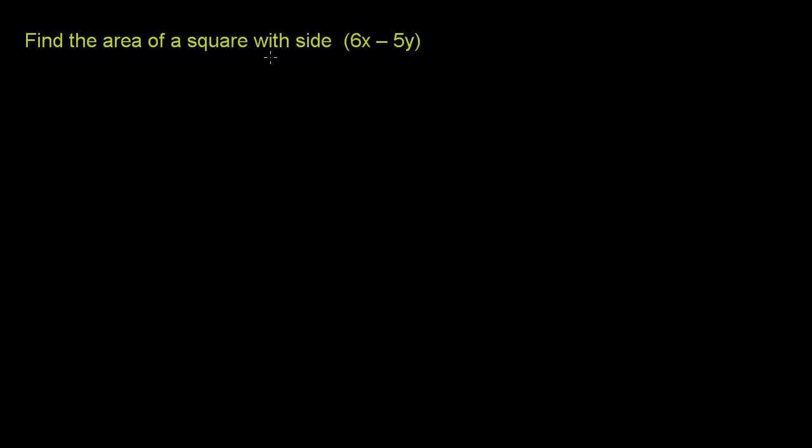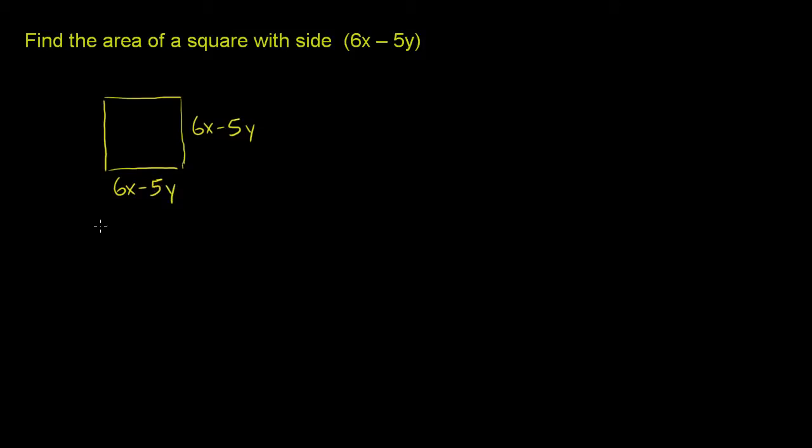Find the area of a square with side 6x minus 5y. So let me draw our square. And all of the sides of a square are going to have the same length. And they're telling us that the length for each of the sides, which is the same for all of them, is 6x minus 5y. So the height would be 6x minus 5y, and so would the width, 6x minus 5y.